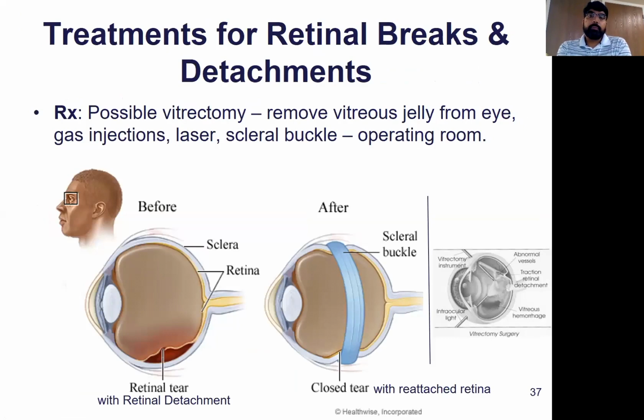The treatments for retinal breaks and detachments are really surgical. There's a vitrectomy, or removal of the jelly from the eye, and then we have gas injections. We do lasers to help seal the hole, and a scleral buckle, or a band, to help secure the retina in place by shortening the scleral wall of the eye so that it can hug the retina that was previously attached. Scleral buckle and intraocular surgeries are done in the operating room. So this is a way to fix that.